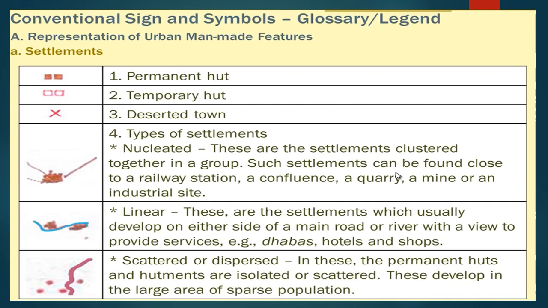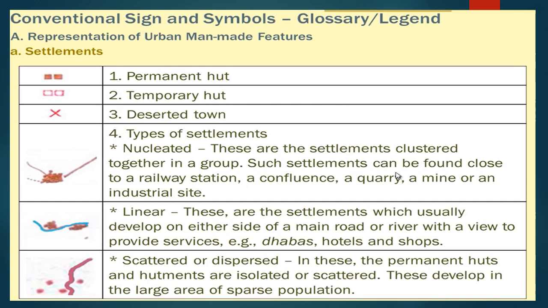Right. Now, these are settlements which usually develop on either side of a main road or a river with a view to provide services. For example, on the highway we get dhabas, and some restaurants and shops are available. People who are traveling on the highways get bored and take rest at the dhabas. That kind of settlement is known as linear settlement.